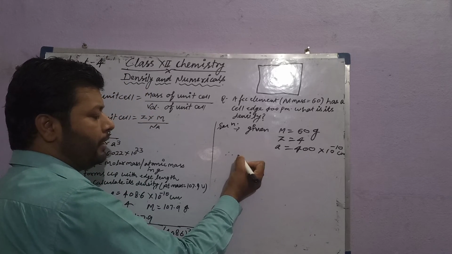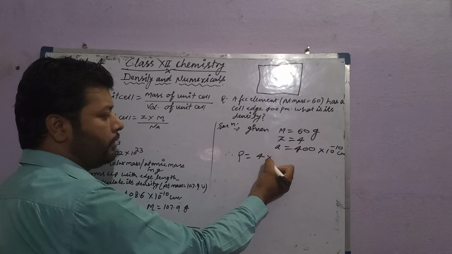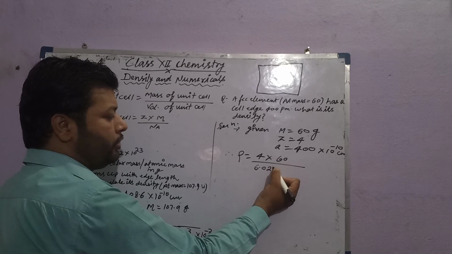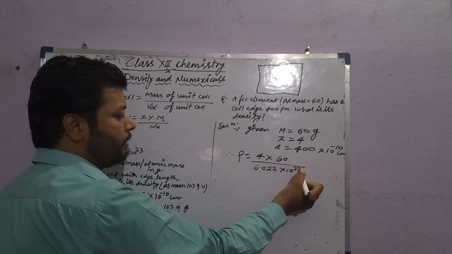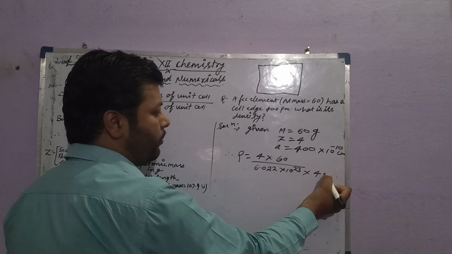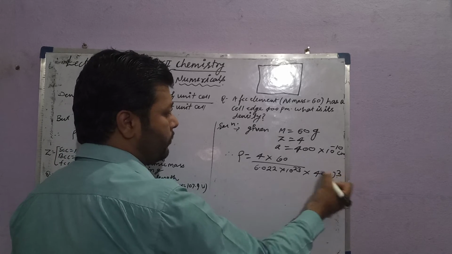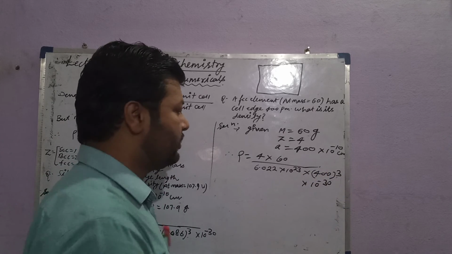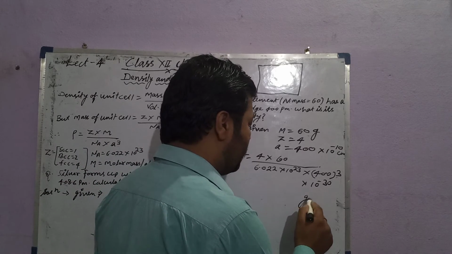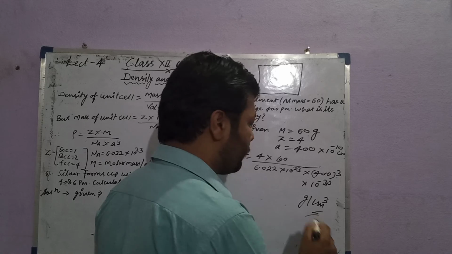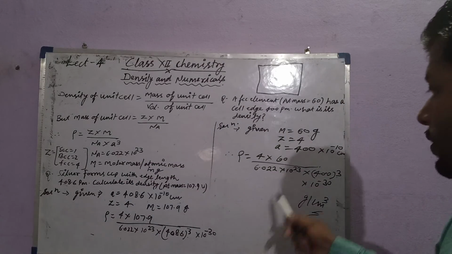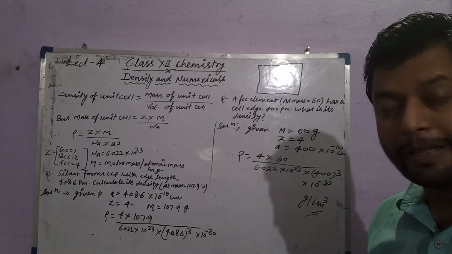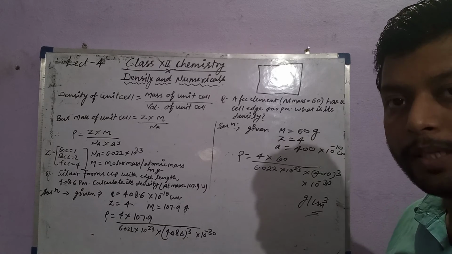Density equals 4 into 60 upon Avogadro number 6.022 times 10 to the power 23, with a's length 400 cube into 10 to the power minus 10 cube, which is 10 to the power minus 30. The answer will be in gram per centimeter cube. So this is very easy to calculate, because there is no other typical numerical portion. Simple calculations.